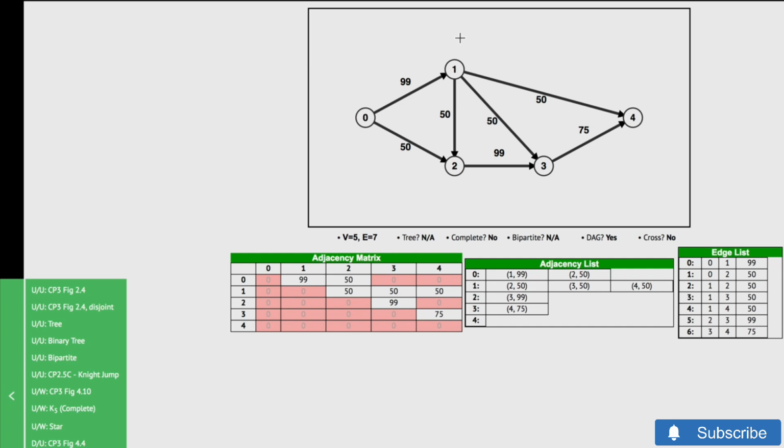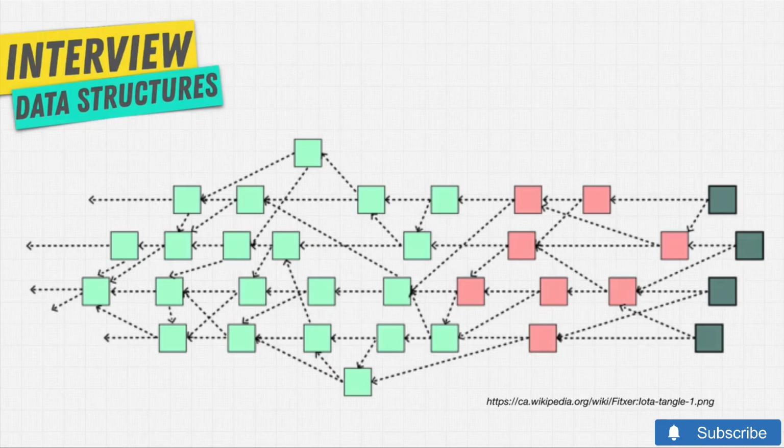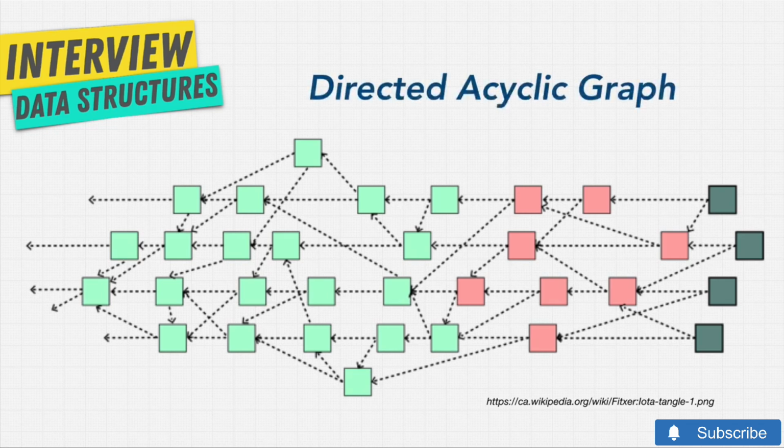This is a directed, weighted graph. We have the weights, it has direction, and when it comes to cyclic, nope, there are no cycles, so it's acyclic. All right, the final challenge. What type of graph is this? Ready for the answer? This is a directed acyclic graph. There's no cycles, it's directed, and it's a graph.